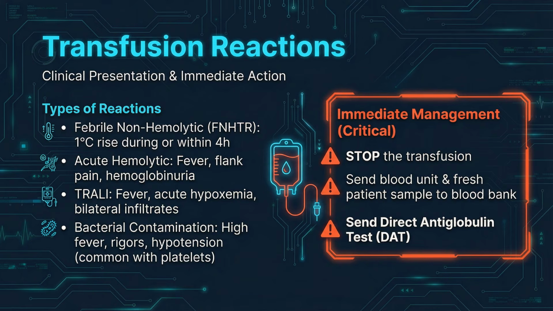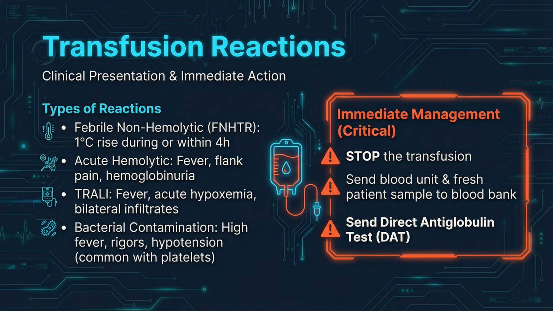Transfusion reactions are critical causes of hospital-acquired fever. A febrile non-hemolytic transfusion reaction is defined as a 1 degree Celsius rise during or within 4 hours of transfusion. However, you must immediately rule out life-threatening reactions. Acute hemolytic reactions present with fever, flank pain, and hemoglobinuria. Transfusion-related acute lung injury presents with fever, acute hypoxemia, and bilateral infiltrates. Bacterial contamination, which is most common with platelet transfusions stored at room temperature, presents with high fever, rigors, and hypotension.